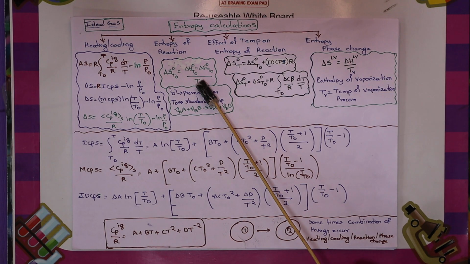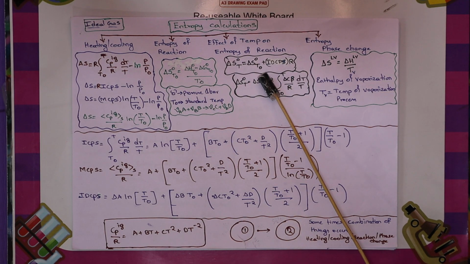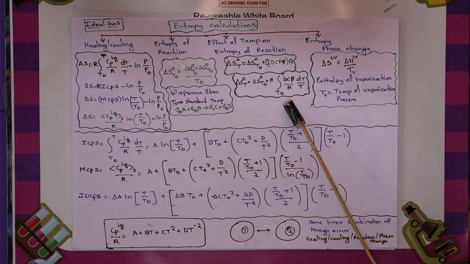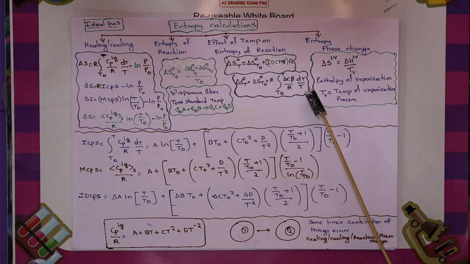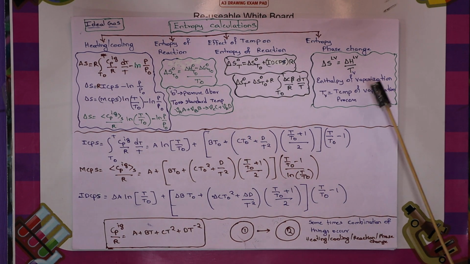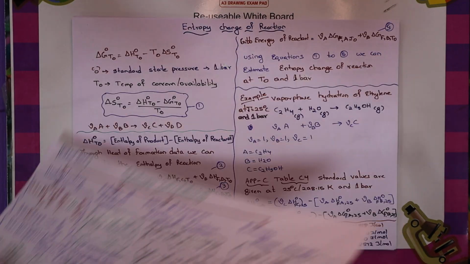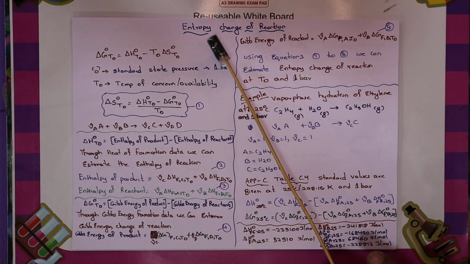So let us start with this: do the example, and let us see how this equation has come up, followed by an example with these two, all three, and then you end the entropy lectures. So, entropy change of a reaction.